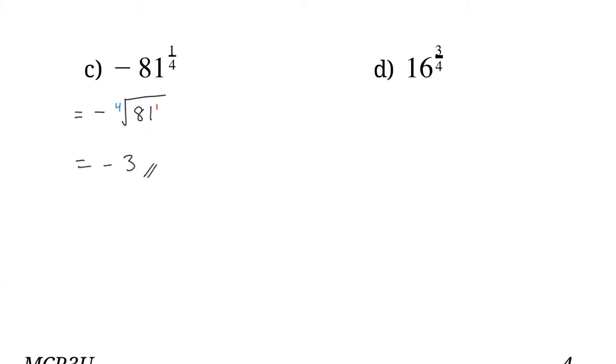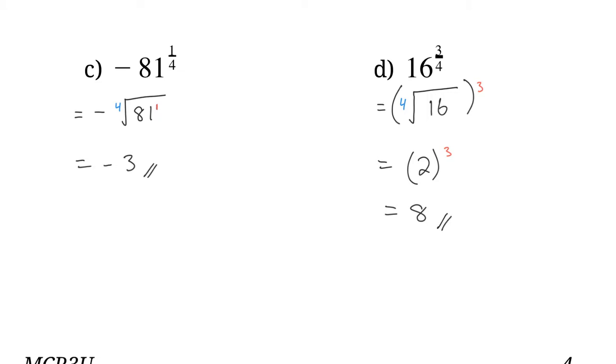So for this example, we have 16 to the power of 3 over 4. And since 4 is in the denominator, that is our root. So this is the fourth root of 16, and we can put the 3 on the inside within the radical or on the outside. I'm going to put it on the outside right here, because I already know what the fourth root of 16 is. The fourth root of 16 is just equal to 2. So this is just 2 to the power of 3, which is just equal to 8.